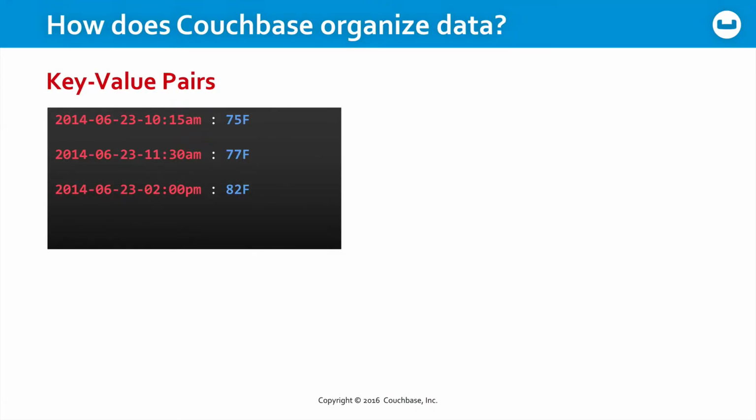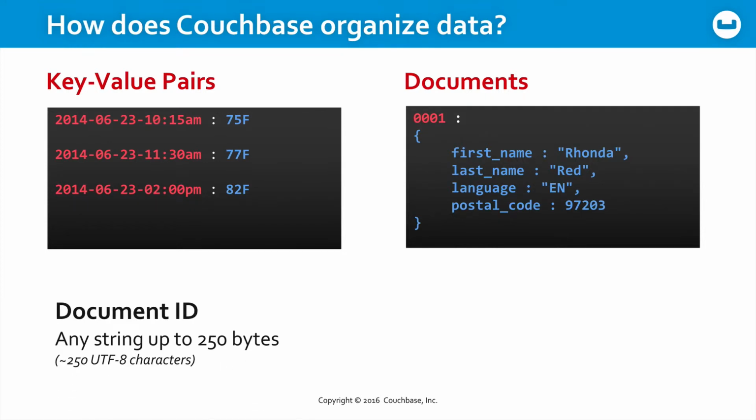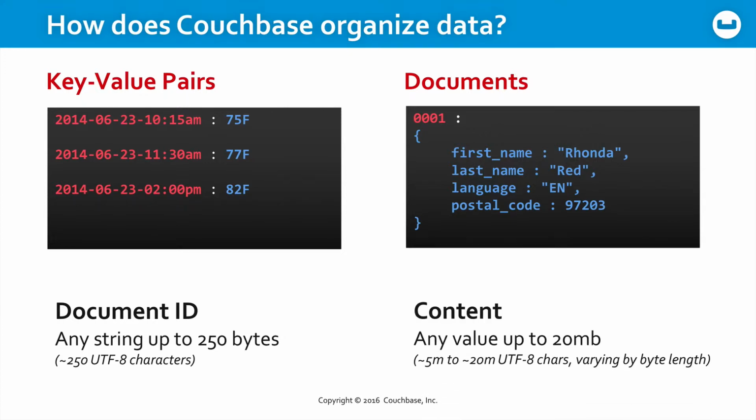So as we say, Couchbase is a key value store. The key could be something as simple as a timestamp if you're tracking time series data, and the value, some simple value like a temperature measurement. More commonly, though, you may be storing a JSON document, as we've said. Now, when you're doing this, we refer to the key associated with each individual document in the bucket as a document ID. The document ID itself can be any string value up to 250 bytes, which would be about 250 UTF-8 characters. Now, the content of the document itself is any value up to 20 megabytes.